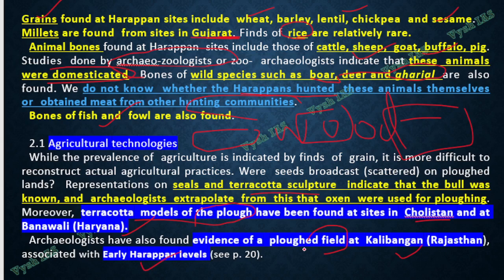So we have evidence of a plowed field, and we have evidence of a terracotta model of a plow, but not the original plow, because the original plow would obviously be made of wood, and so that is not there. Then on the seal there is the bull. Because of that, they assume that maybe the bull and ox were used for plowing purposes. This is how historians derive conclusions.